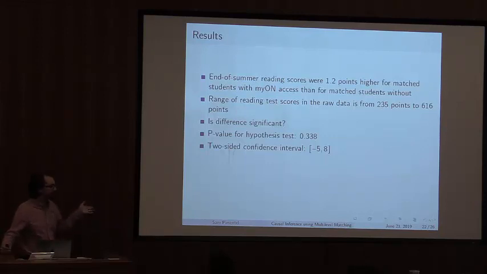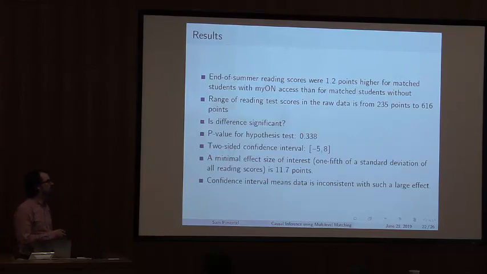in order for Wake County or a similar school district to be interested in this intervention, they want to guarantee at least some minimal effect size, which we figured would be, say, 1/5 of the standard deviation of all reading scores. In our data, that was 11.7 points. The confidence interval actually rules out any effect that large. So we're not just saying we can't reject the possibility of zero. We're saying, with confidence, our data is inconsistent with any sort of effect of interest.